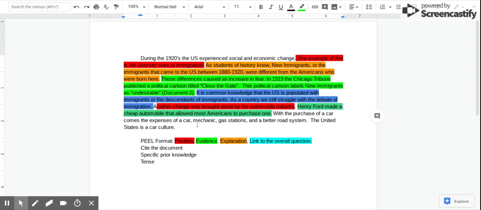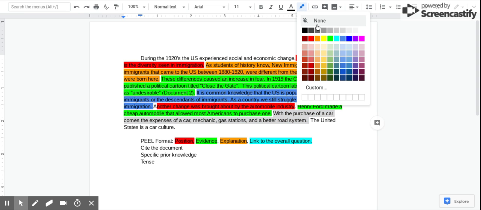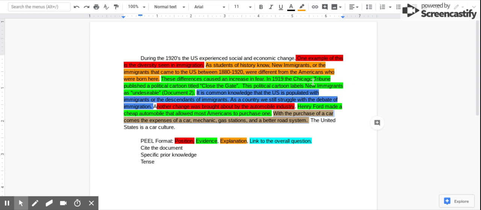But with the purchase of cars comes the expense of a car mechanic, gas station, better road system. The United States is a car culture. So I have my explanation. With new changes, this is going to allude to how we have a new economy. And then finally, we have the United States as a car culture. We have that there.